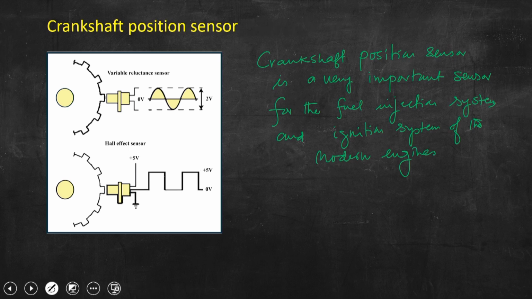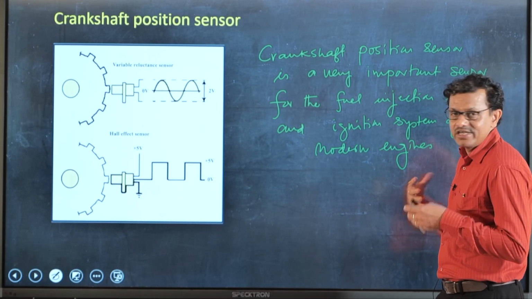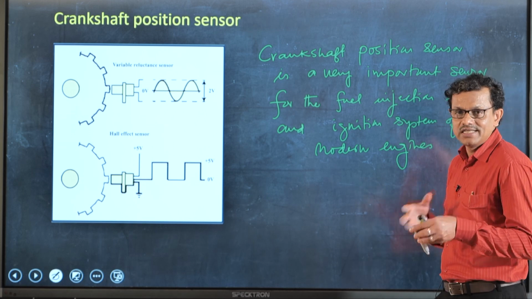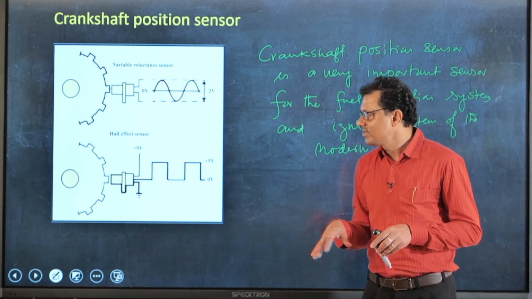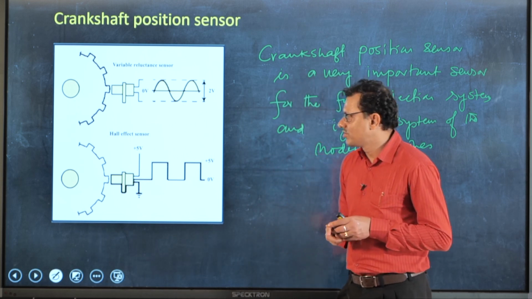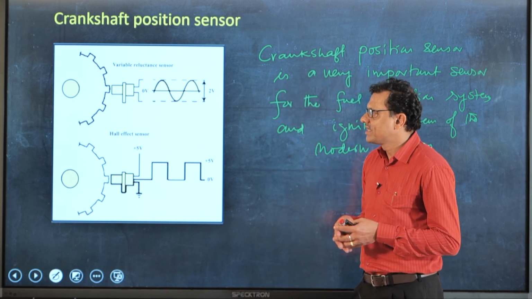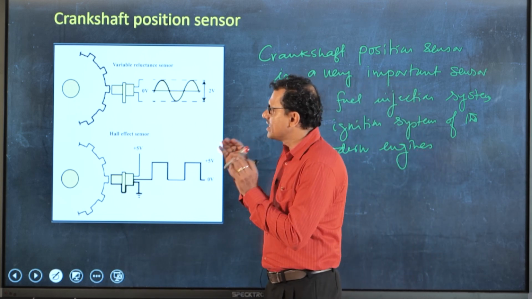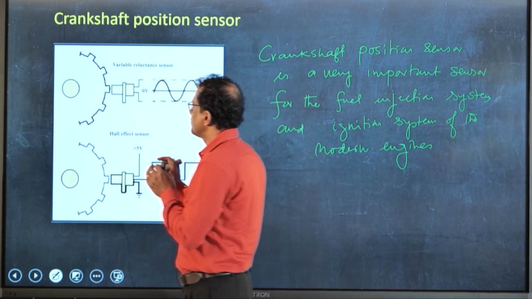So, for the modern engines, if we need to control the fuel injection time, if we need to control the ignition timing, this particular sensor plays a very important role. So, now again let us look into the schematic depiction. What we can see from the schematic depiction, there are two different types.